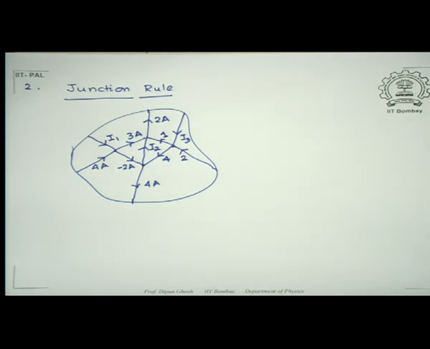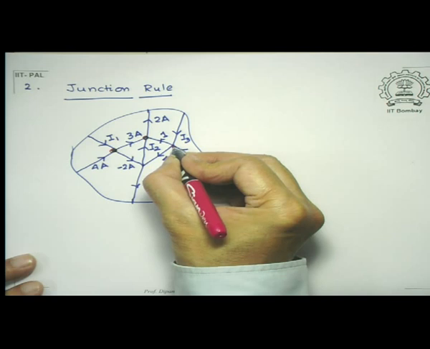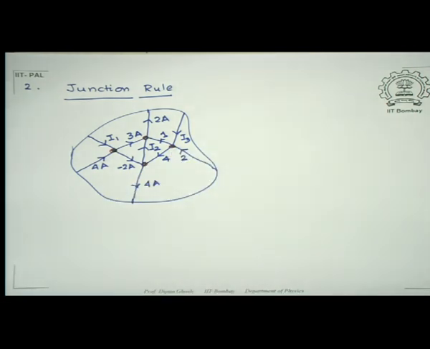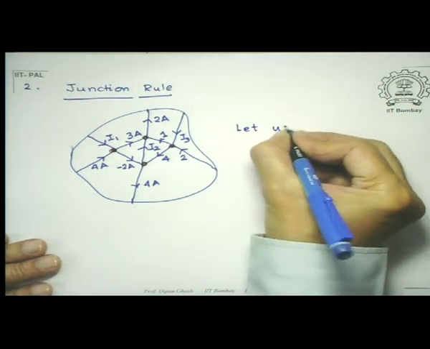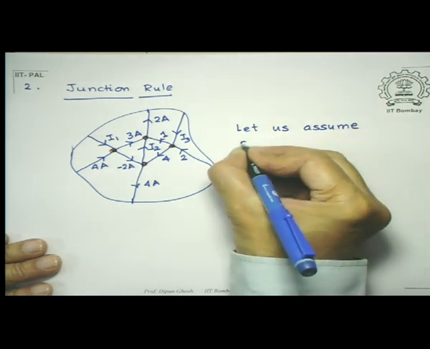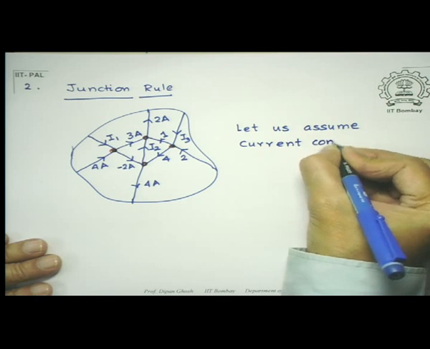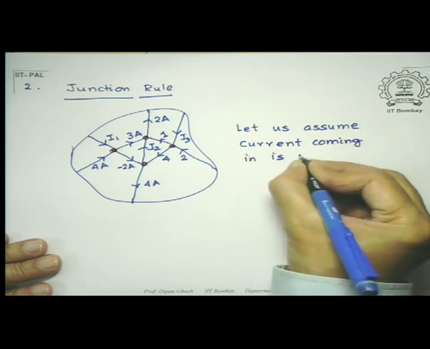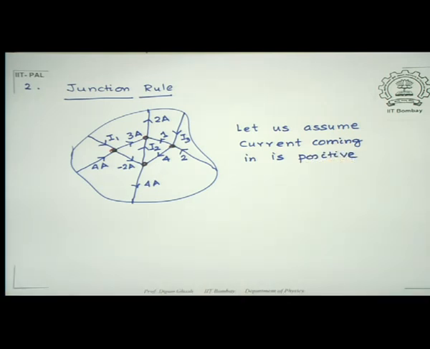So look at what I have done. I have several junctions in this circuit. Here is a junction, this is a junction, this is a junction, this is a junction. Any point which has 3 or more resistances or conductors going out, that is what it is. So let us look at how I can use the junction rule for this. I will assume that a current which is coming in is positive. There is nothing special about this assumption. If you wanted, you could have assumed that the current which is going out of a junction is positive, in which case the current that is coming into a junction will be negative.